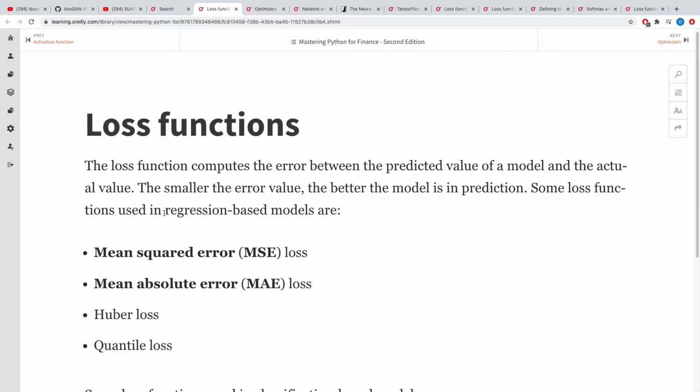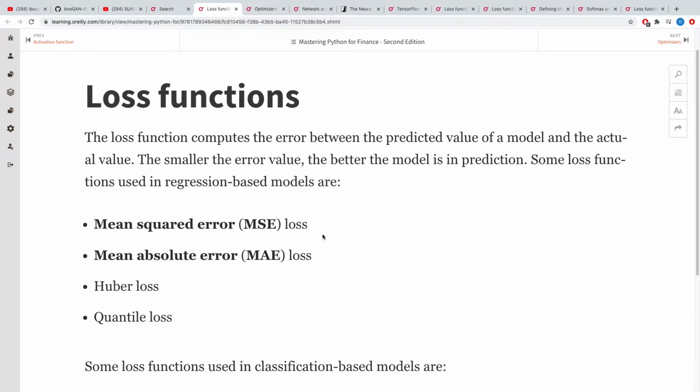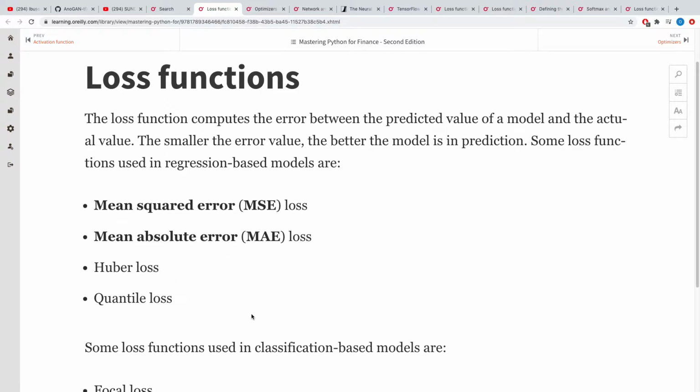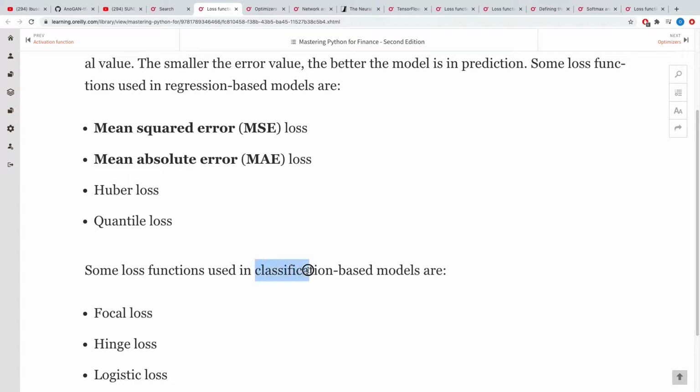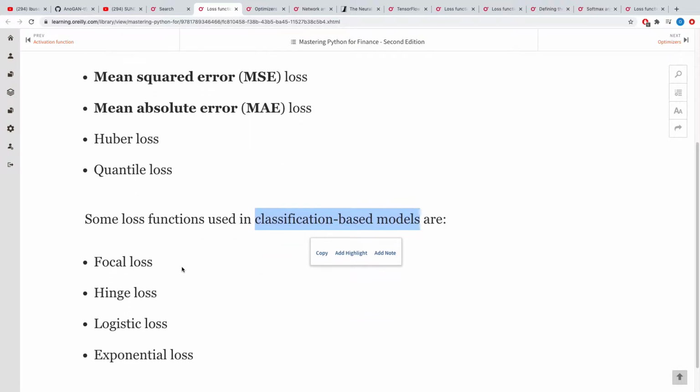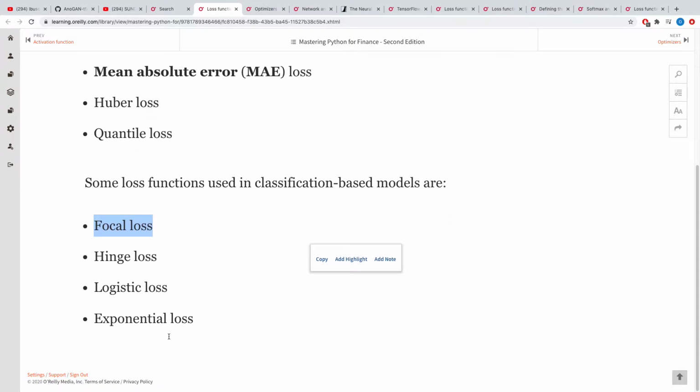For example, if you are dealing with predicting numbers, which we call regression-based models, you can decide to use mean squared error, mean absolute error, Huber loss, or quantile loss. But if you are dealing with classification-based models, where you need to do what we call a categorical prediction, some of the losses there are the focal loss, hinge loss, and logistic loss. This should be familiar. It's also the sigmoid loss. There's a paper on focal loss that focuses on that. And you have the exponential loss. Let's see the loss functions again.